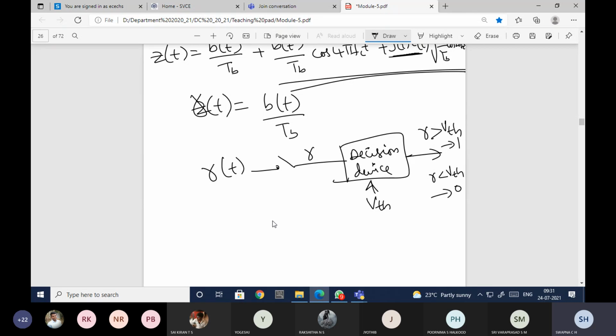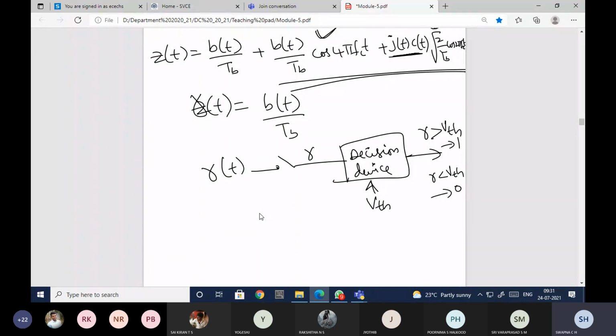Since we are passing it through the low pass filter, it will not allow high frequency components, but instead it will allow only the low frequency components. Because of this, the jamming signal, whatever jamming signal is getting added in the channel, is eliminated. When you are despreading the data itself, it is getting eliminated. That is what the despreading of data is.